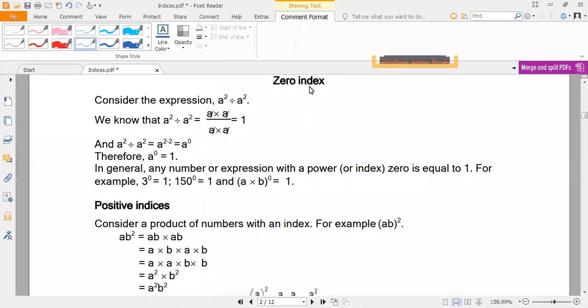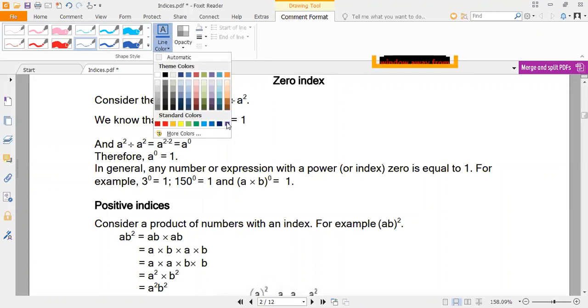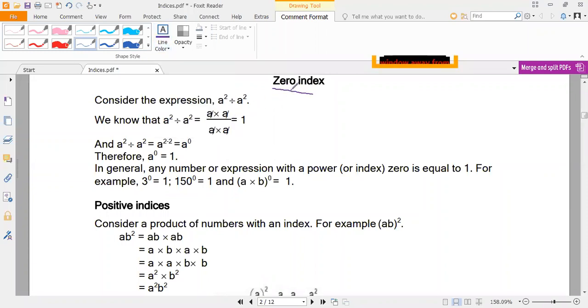Okay, let us look at the zero index. Most times, or sometimes, when we are dealing with indices, let's say when we are multiplying or subtracting, we find ourselves having a number which has a power of zero.